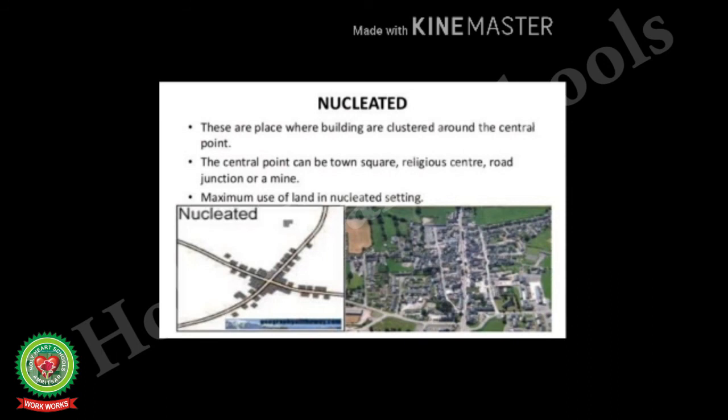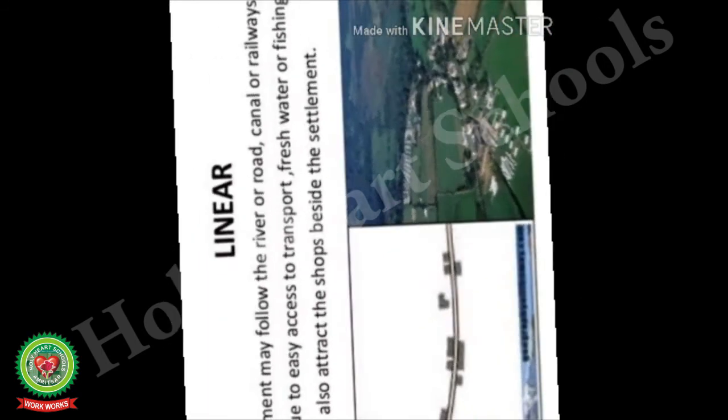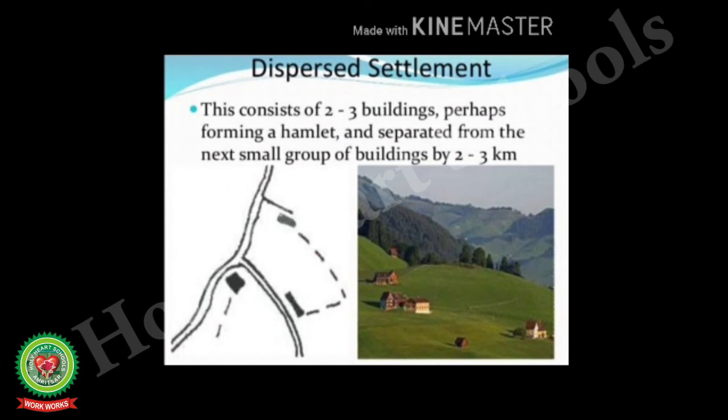Second is ribbon or linear pattern. In this pattern, the settlements are found in a line along a river course, a railway line, or a road. Third is dispersed or scattered pattern. In this pattern, the settlements are not found in one place. They are scattered all over the map, far apart, depending on the availability of resources.